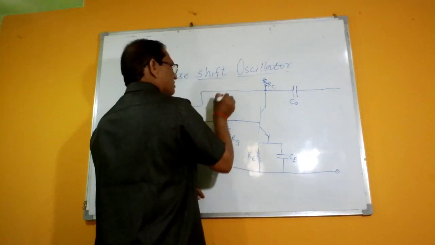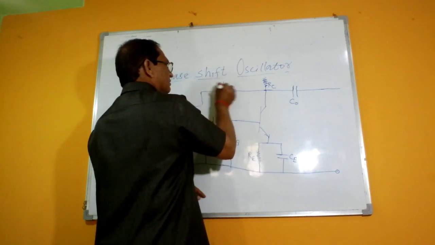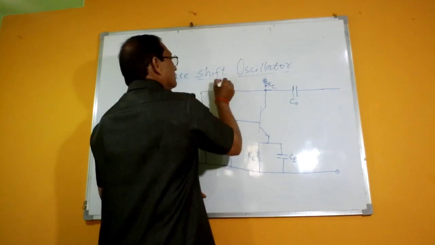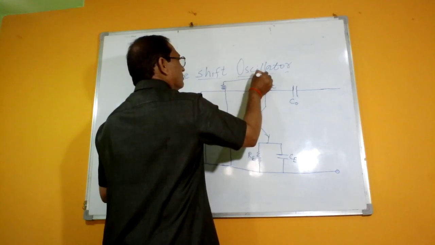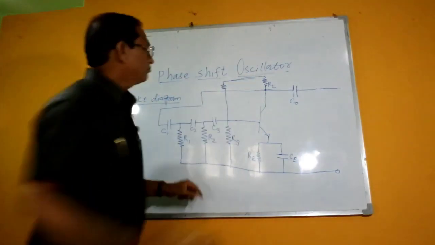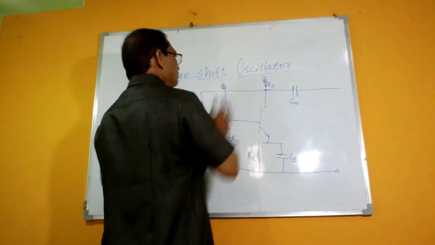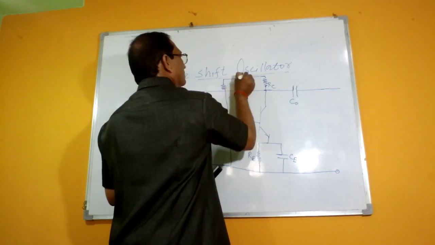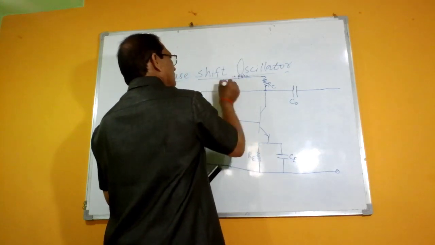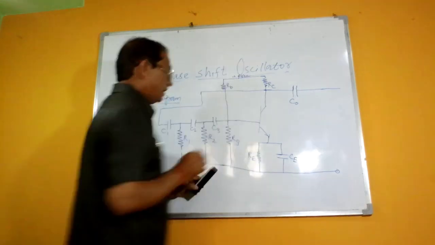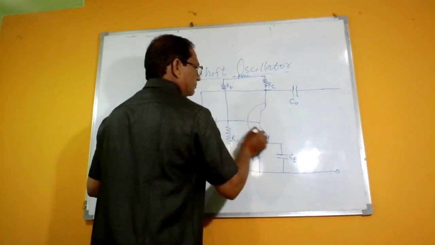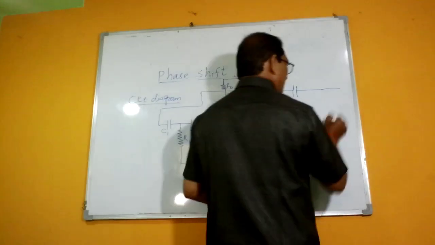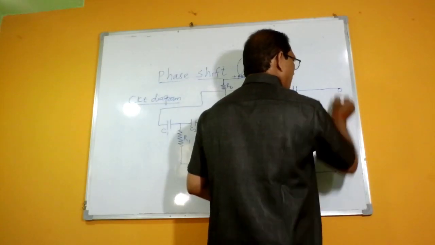And here we have one of the resistances, which we will connect to the VCC supply over here. So this is the resistance RB. So here we are getting the output voltage VO.